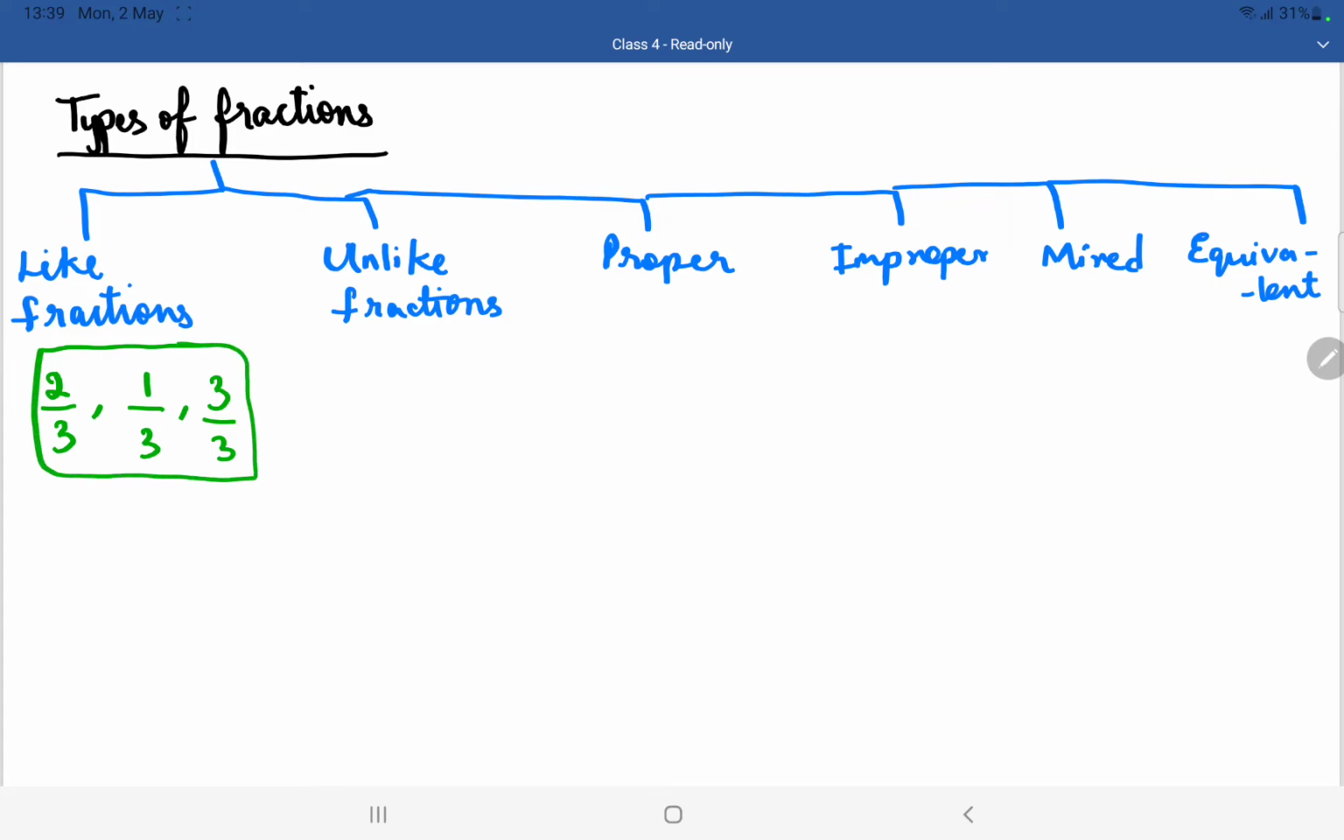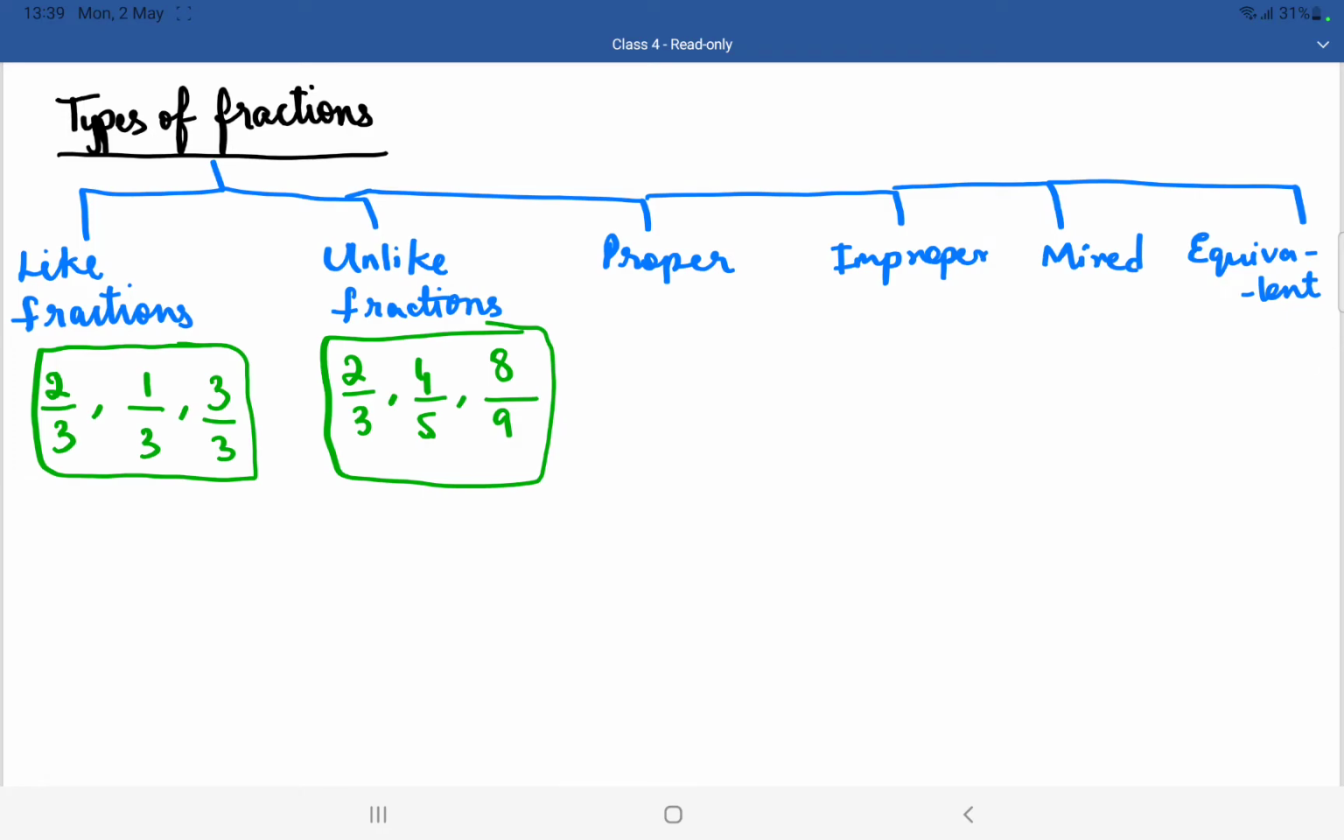Coming to unlike fractions, it is the opposite of like fractions. So whenever two or more fractions have different denominators, then they are known as unlike fractions. For example, 2/3, 4/5, 8/9. Right. So here all these three fractions have different denominators. Like and unlike fractions are opposite to each other.